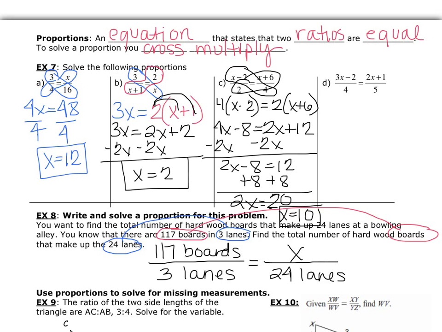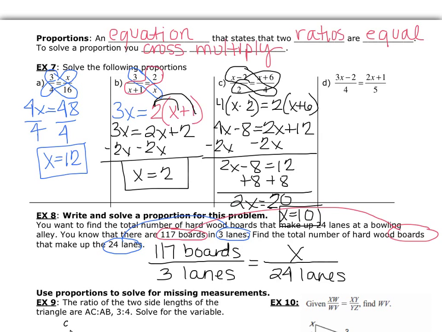Next, when you set up a proportion, please label things, because however you build it on the left, it must also be built on the right. Since I went boards over lanes, it has to be boards over lanes. This setup is going to be very important for what we're going to be doing the next few days. Make sure the left and the right are built the same way.